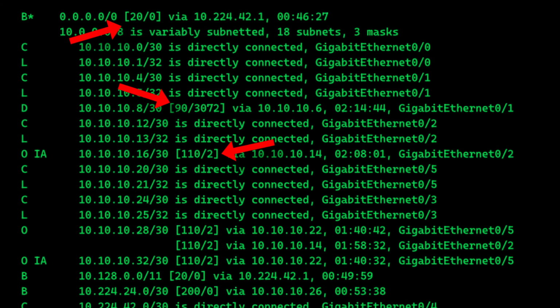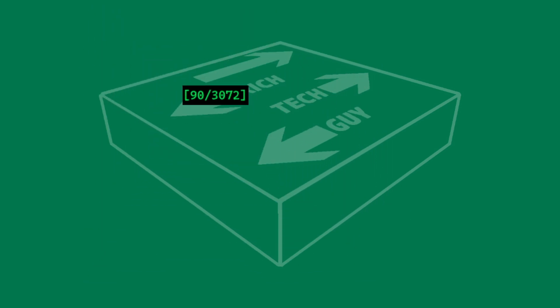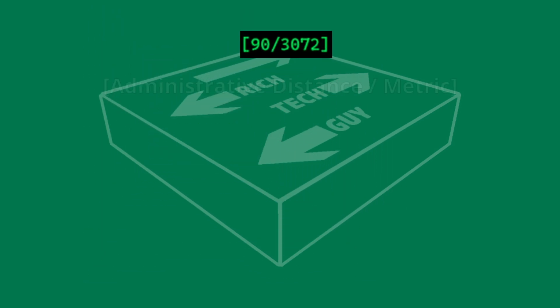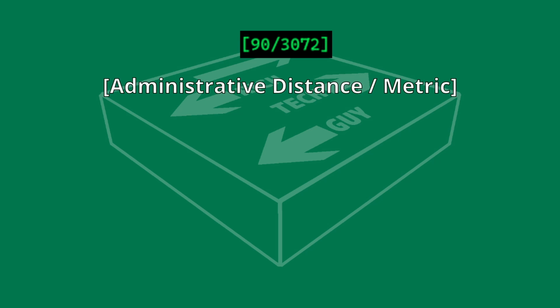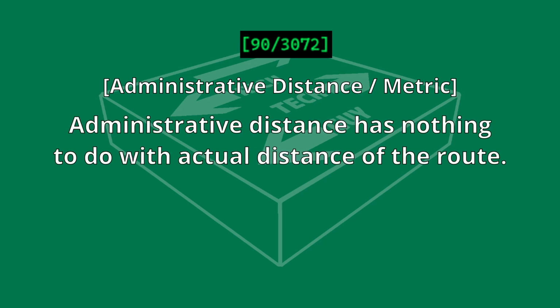But some of the routes also have two numbers posted next to the IP address and subnet. Inside the brackets, there is a slash and another number. These are very important numbers, and they show how the router decided to put these routes into the table. The first number, the one before the slash, has a very misleading name. It's called the administrative distance. Even though the name is administrative distance, it actually has absolutely nothing to do with the distance between the router and the destination address.